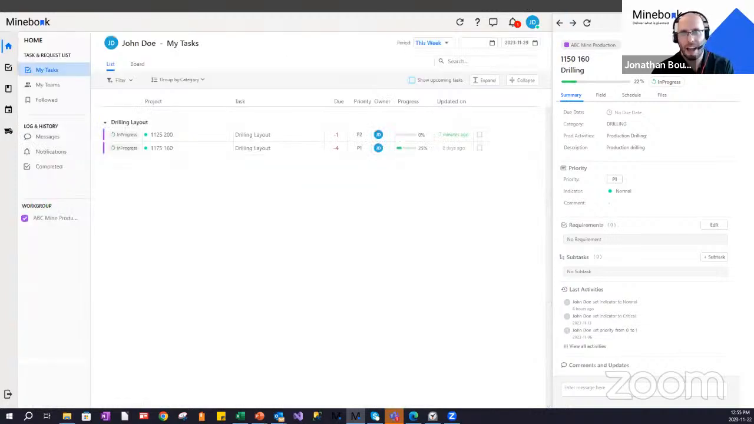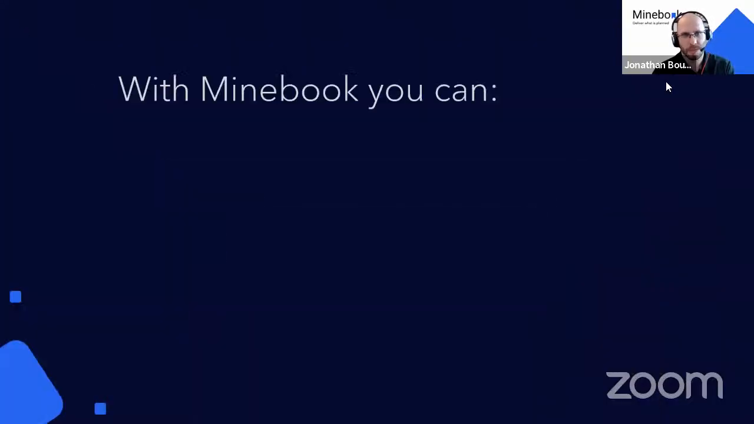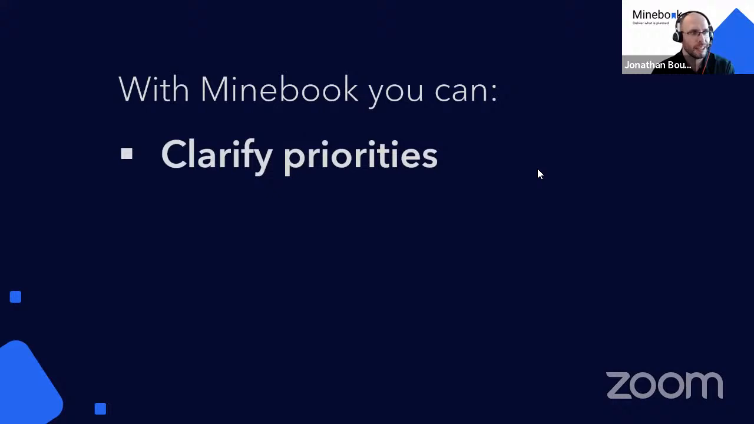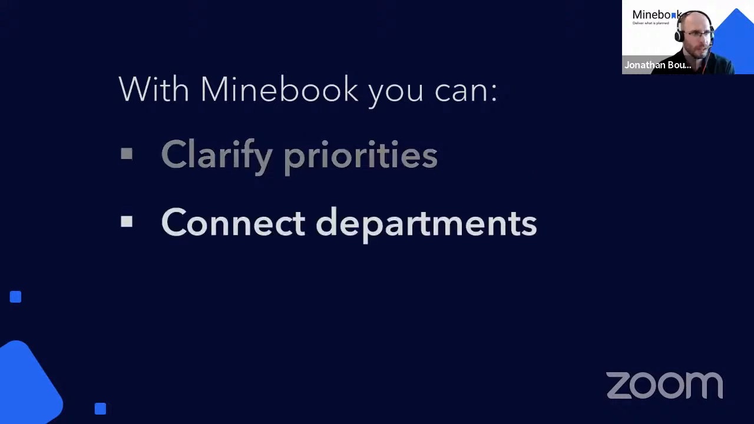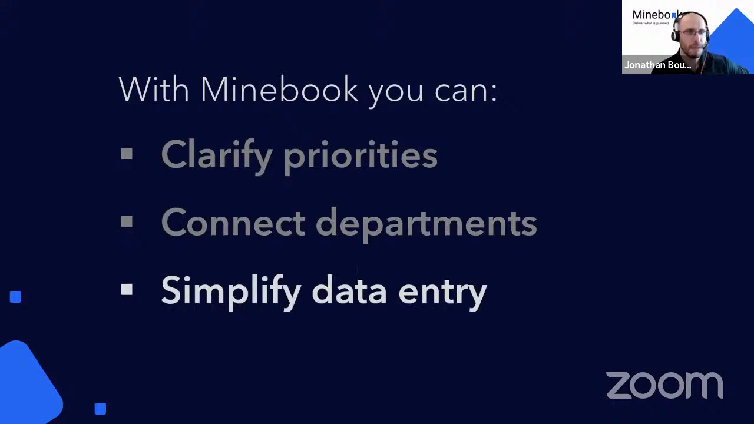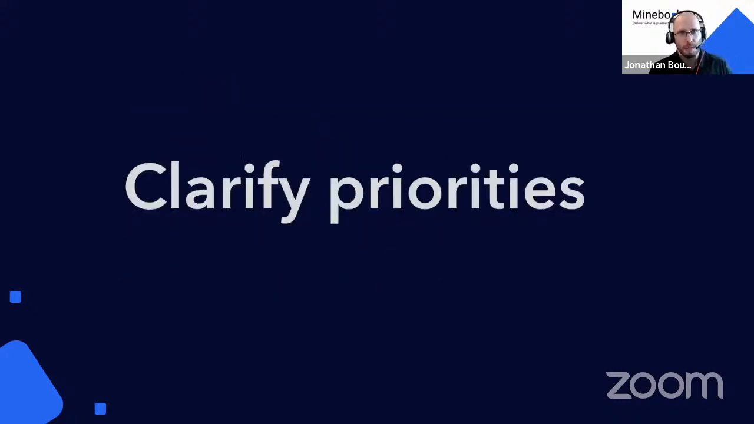So I will continue the PowerPoint for now. If I resume what we've done with Minebook, first, you can clarify priorities. You can connect the departments together, and you can simplify the data entry. We've seen all that already, so I will just show you a little bit faster what clarify priorities means.